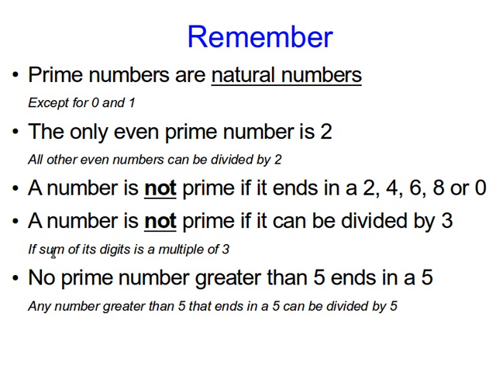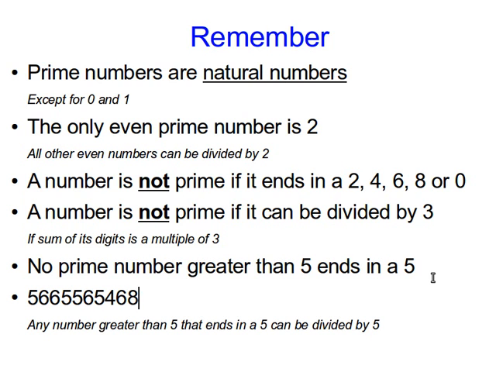The next point is no prime number greater than 5 ends in a 5, i.e. if you have a number which is not 5, you check the last digit of the number, as we did for this point here. If the last digit is 5, then the number cannot be prime. So for example, if I give you a number like this, anything, and then the last digit is 5, then you know that it's not prime. The only prime number that ends in a 5 is 5 itself.